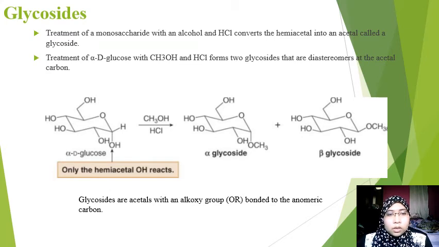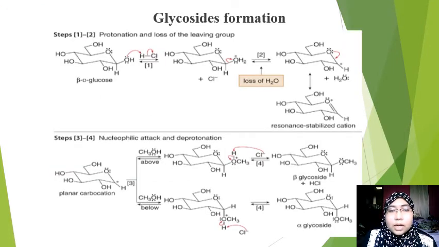Treatment of a monosaccharide with an alcohol and HCl converts the hemiacetal into an acetal called a glycoside. Treatment of alpha-D-glucose with CH3OH and HCl forms 2 glycosides that are diastereomers at the acetal carbon. This is the mechanism for glycoside formation.